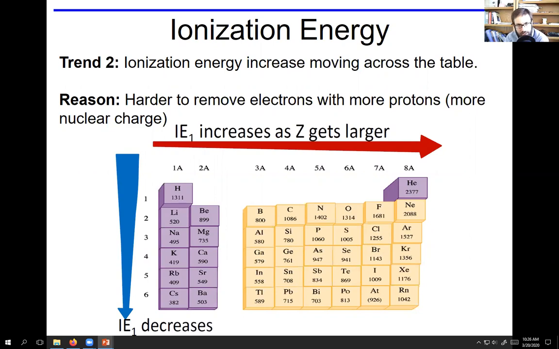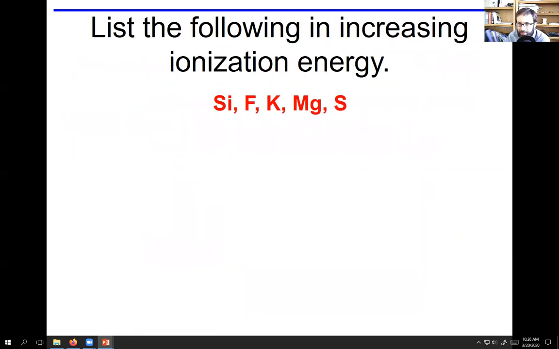And that's because there are more protons, with the same electrons that we're talking about. This is the same logic as for atomic size, why atomic size decreased as we went to the right. The valence electrons are in the same types of orbitals, the same principal quantum number. So they're roughly the same, but you've increased the nuclear charge. And so that makes it harder to remove an electron and form a cation. So ionization energy goes up.